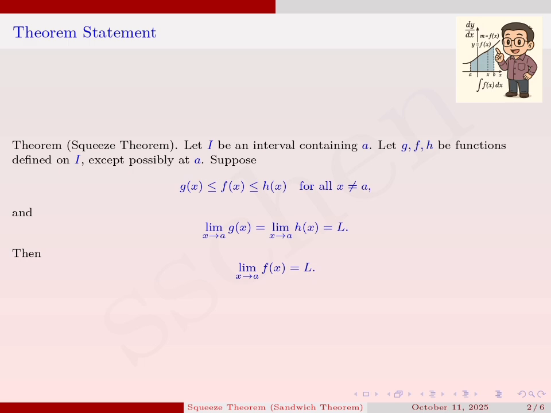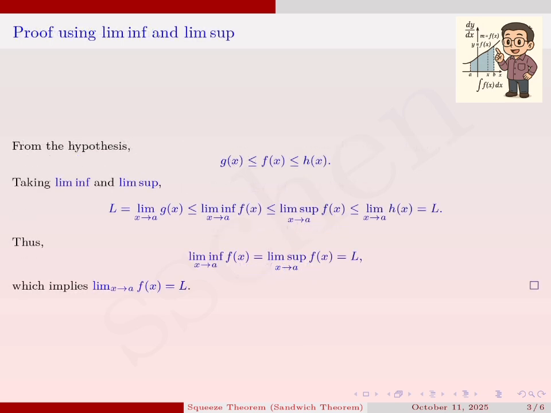Now, if both g and h approach the same limit L as x approaches a, then intuitively, f has no other choice but to go to the same limit. Formally, if the limit of g of x as x approaches a is L, and the limit of h of x as x approaches a is also L, then we conclude the limit of f of x as x approaches a is equal to L.